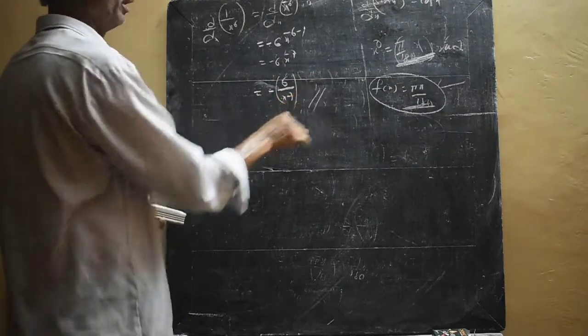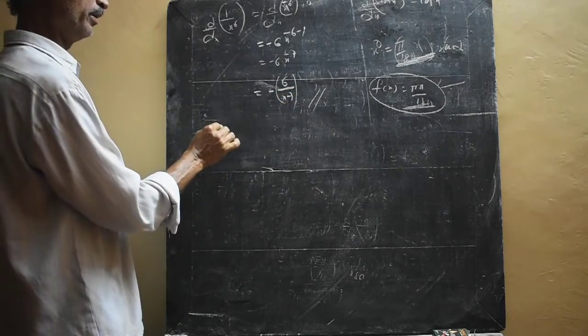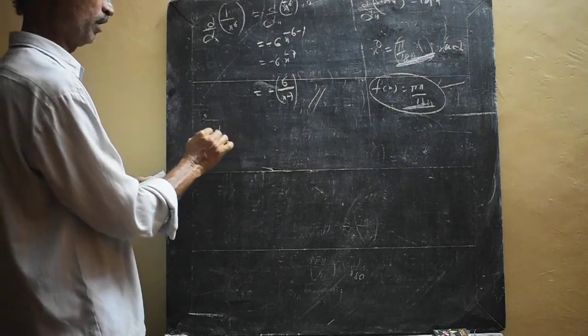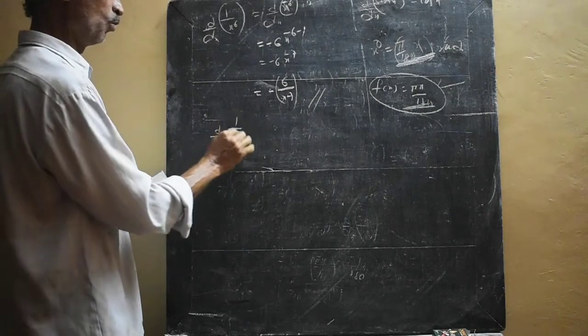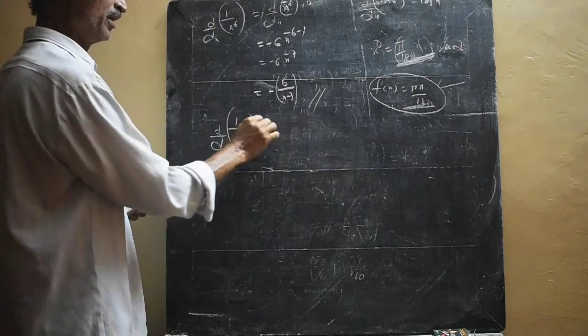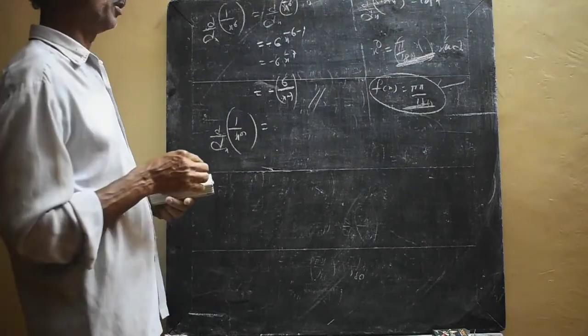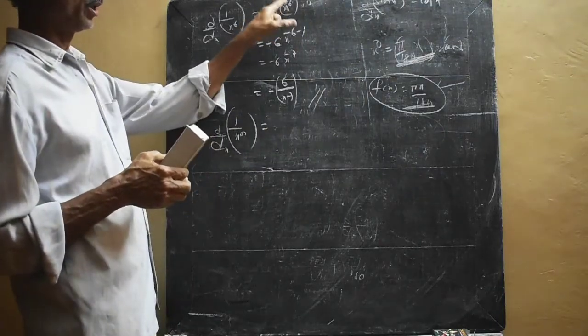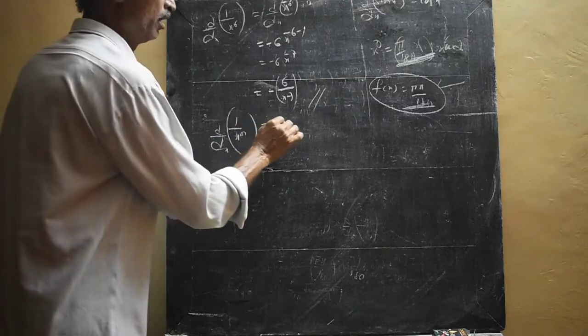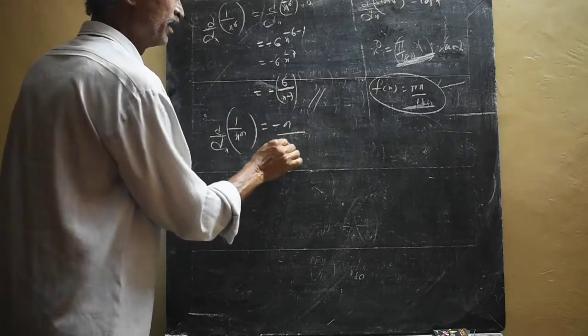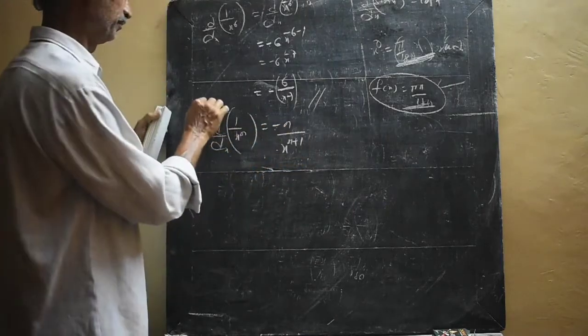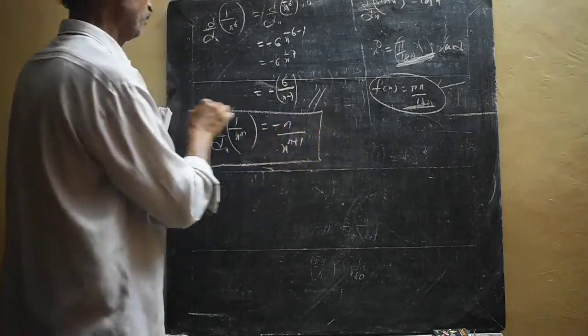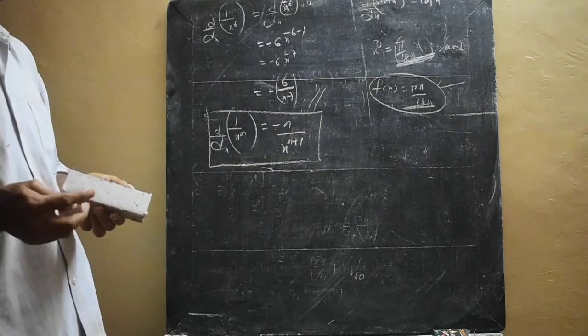This is the answer. Now I will derive one formula here. d by dx of 1 upon x raised to n. Then straight away I can differentiate it without converting it into x raised to minus n. Here is the formula: it is minus n upon x raised to n plus 1. Here is the formula for d by dx of 1 upon x raised to n.